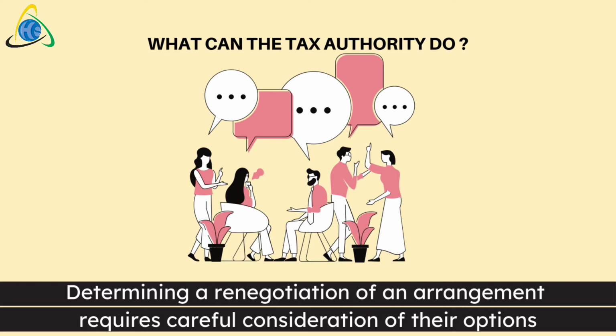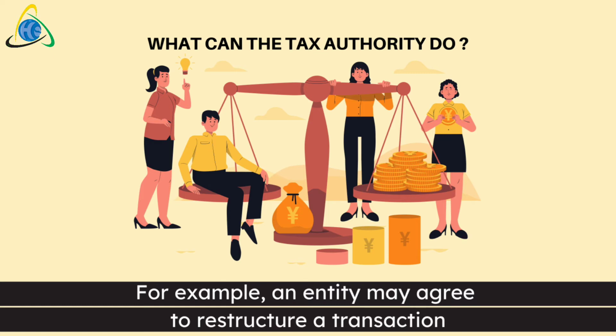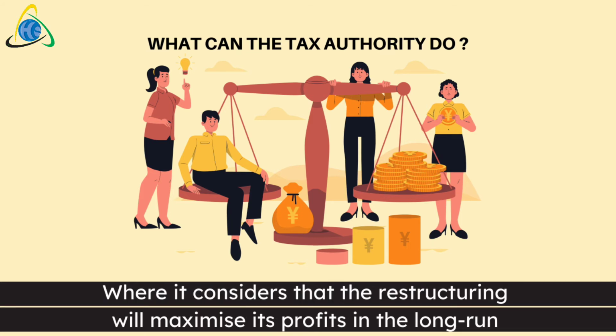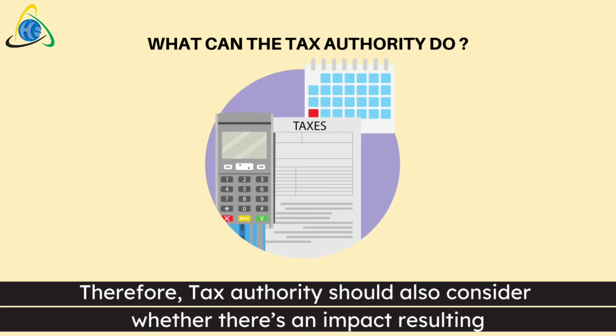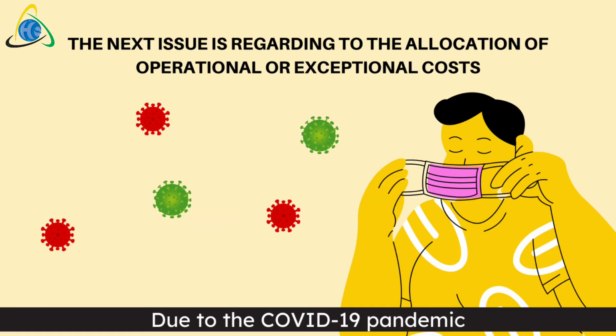Determining a renegotiation of an arrangement requires careful consideration of their options and the long-run effects on the profit potential of the parties. For example, an entity may agree to restructure a transaction if the alternative option is losing a key customer or supplier, where it considers that the restructuring will maximize its profits in the long run. Therefore, tax authorities should also consider whether there's an impact resulting from the renegotiation that may require restitution of the harmed party. The next issue is regarding the allocation of operational or exceptional costs.